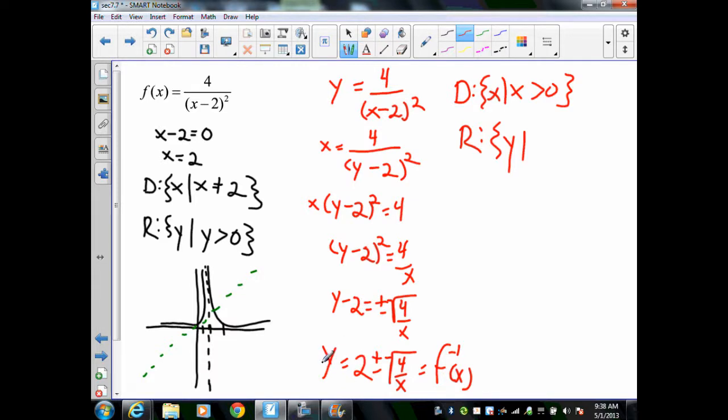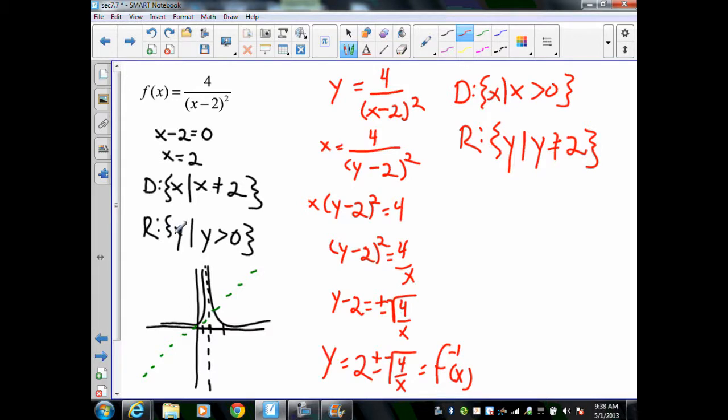My range, if I substituted a 2 in for y, I would subtract 2 on both sides. I'd get 0. Square both sides, I get 0 equals 4 over x. Multiply by x on both sides, I get 0 equals 4, which is not possible. Therefore, y cannot equal 2. Again, that's exactly what the domain is for my original function.